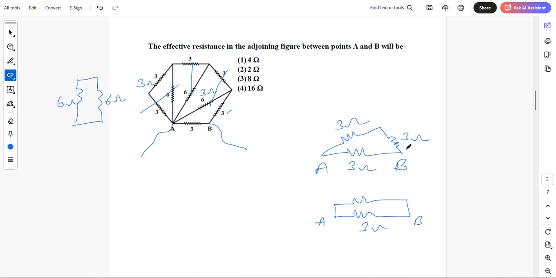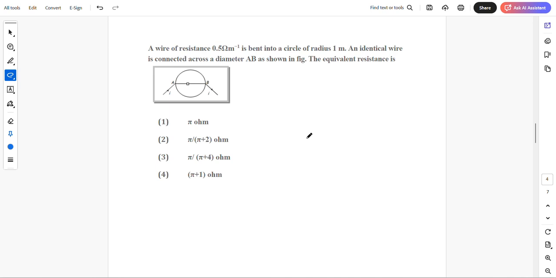So 3 ohm, 3 ohm, 3 ohm, 6 ohm, 6 ohm and 3 ohm, they are in parallel. What does it become? 6 into 3 divided by 6 plus 3, that is equal to 18 by 9, which is 2 ohm. 2 ohm is the answer. Right. Next problem we will see.